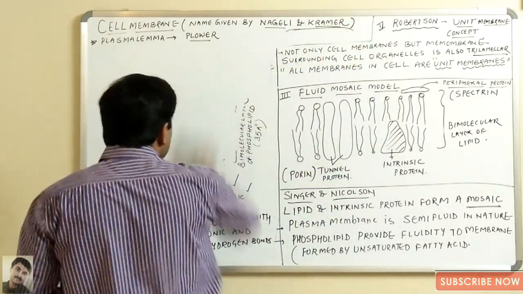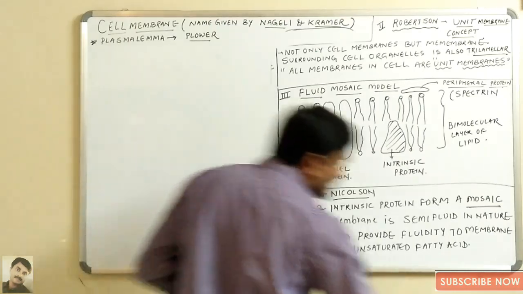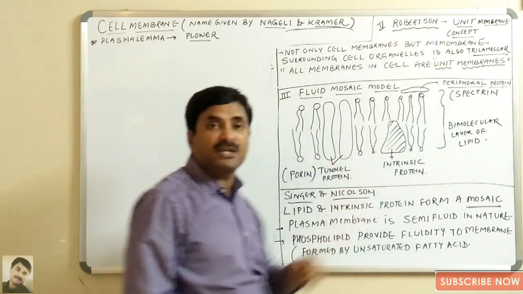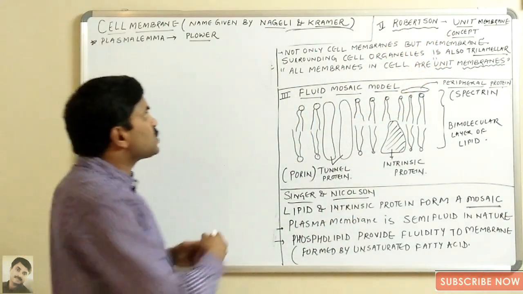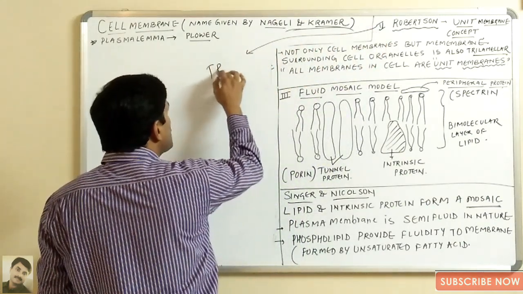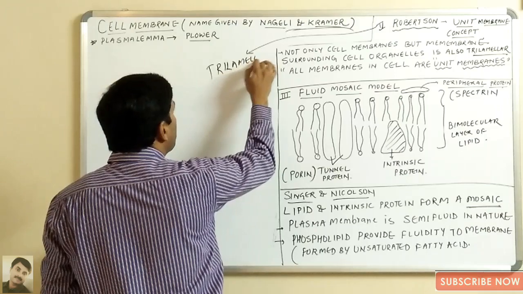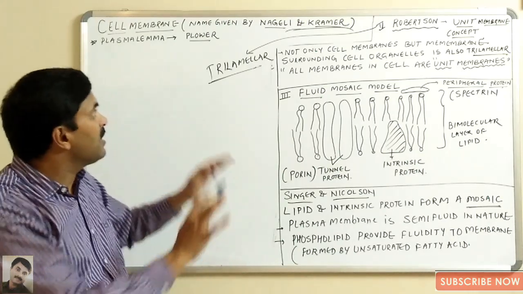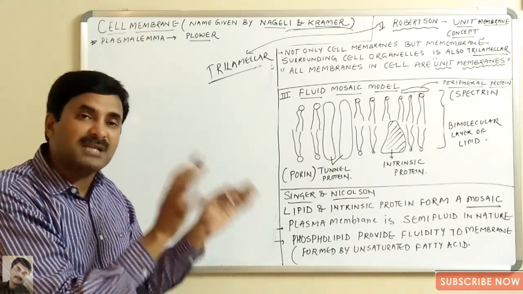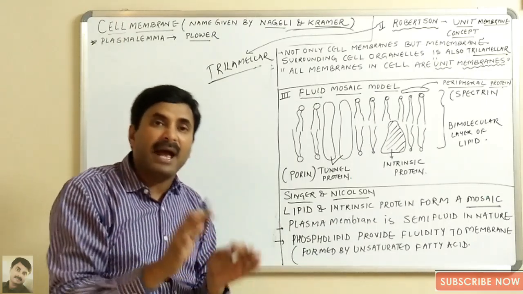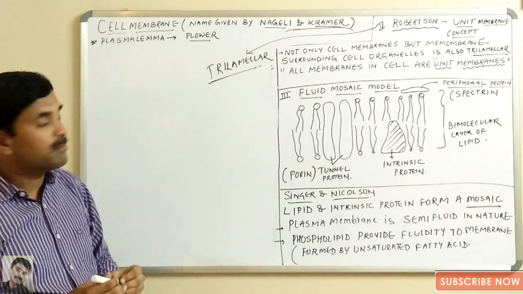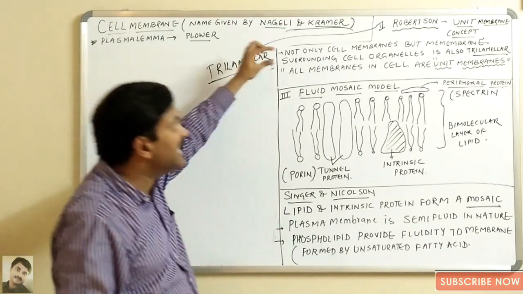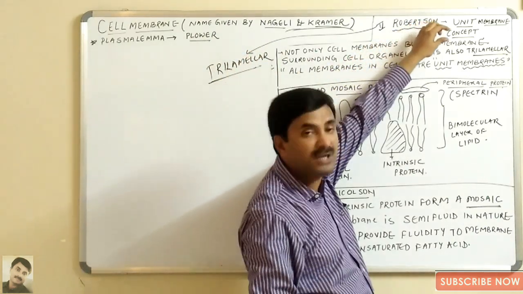Now coming to the next model, which is called the unit membrane concept, given by a scientist known as Robertson. Robertson also says that the structure of the plasma membrane is trilamellar, meaning the plasma membrane is made up of two protein layers and a bimolecular layer of phospholipid. But what is the difference between this model and the sandwich model? He gave the concept of the unit membrane.